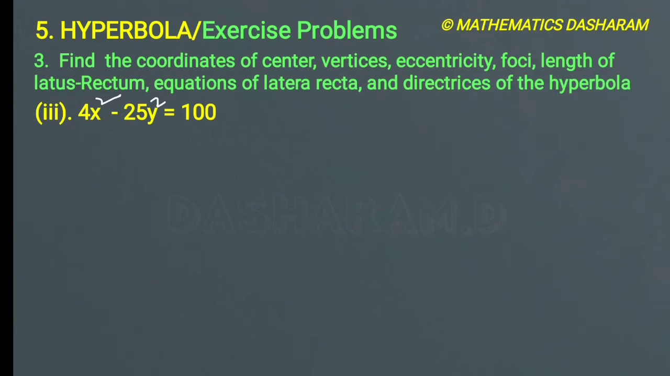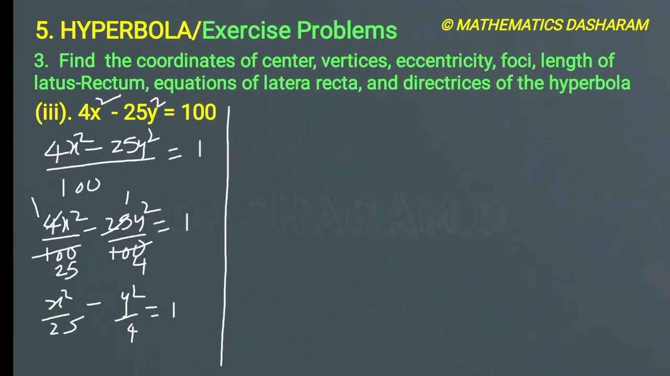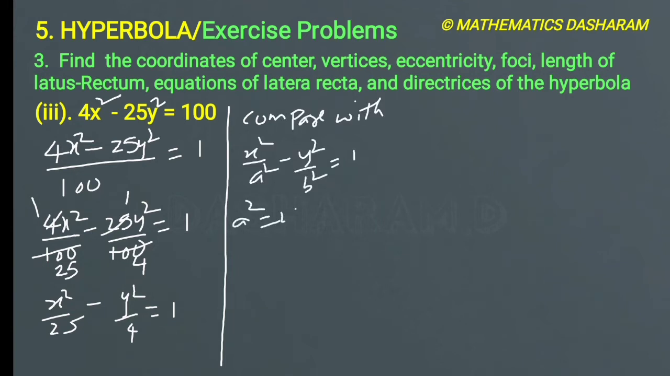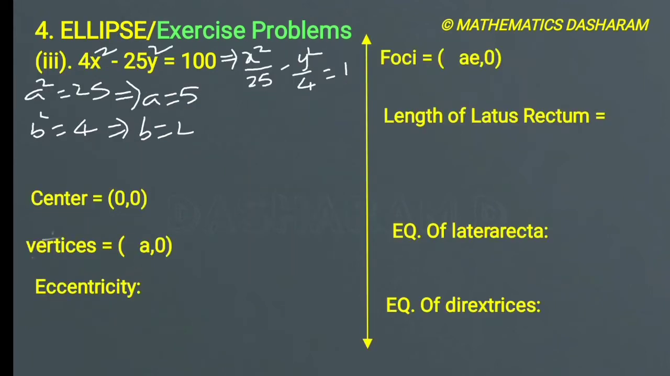Third question, 4x square minus 25y square equals 100. Let's convert into standard form. Now compare with the standard form of a hyperbola. Then a square equals 25, then a equals 5, b square equals 4, then b equals 2. So the center is 0 comma 0. Next, vertices plus or minus a comma 0. So plus or minus a value 5 comma 0.